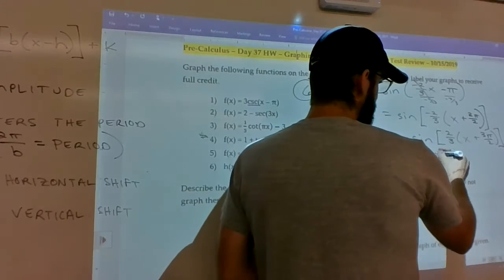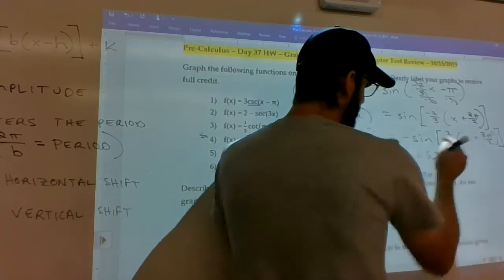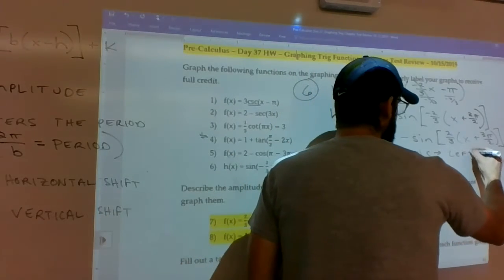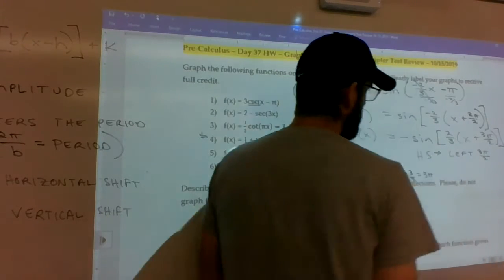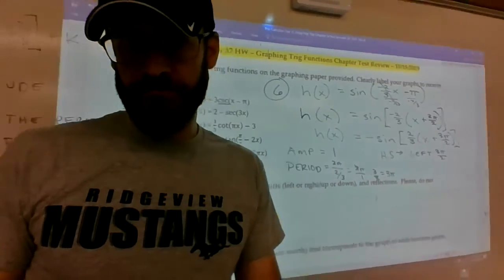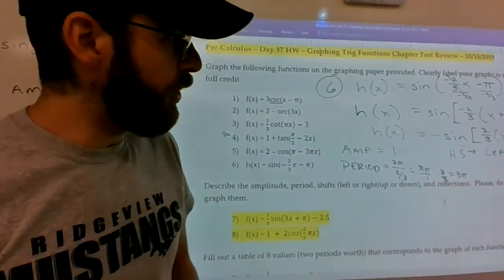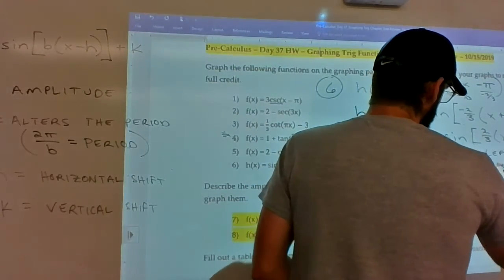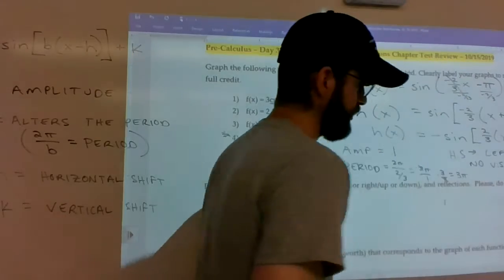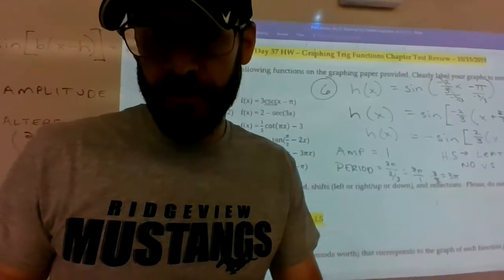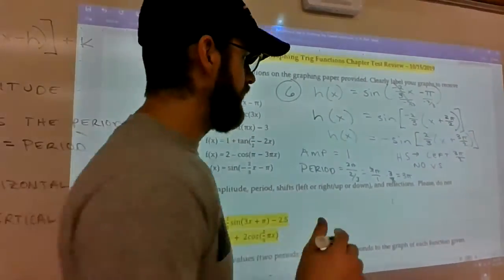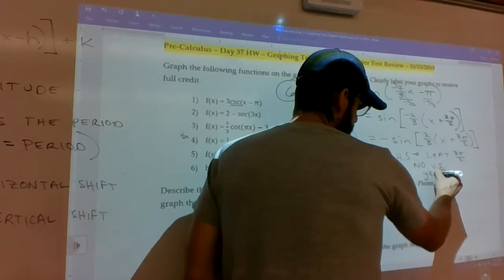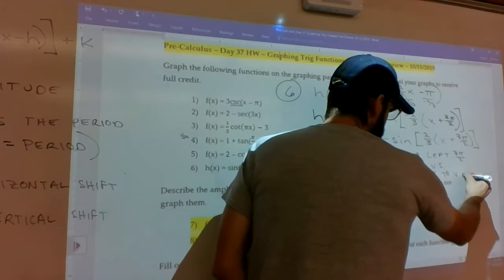The horizontal shift is equal to left 3 pi over 2. And there's nothing added to or subtracted from. That would be no vertical shift. No vertical shift. I know, I'm using shorthand now. And there is a vertical reflection. Maybe we could just say yes to vertical reflections.